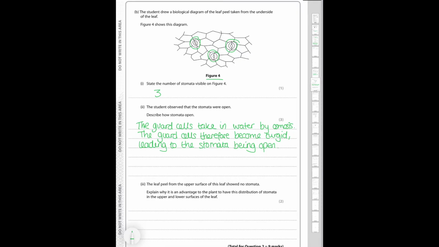The leaf peel from the upper surface of this leaf showed no stomata. Explain why it is an advantage to the plant to have this distribution of stomata in the upper and lower surface of the leaf. So the stomata is what allows gas exchange to happen, and gas exchange is what allows photosynthesis to happen. So the more gas exchange, the more photosynthesis.